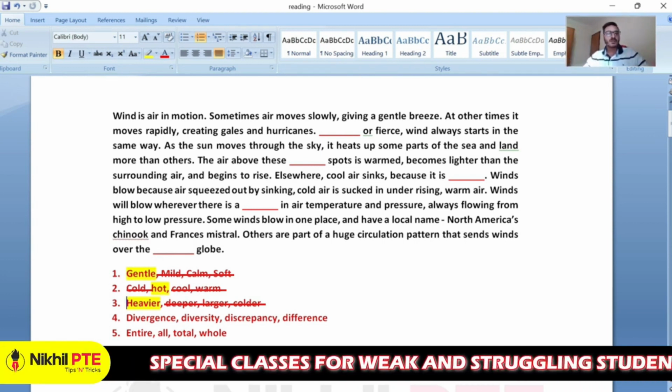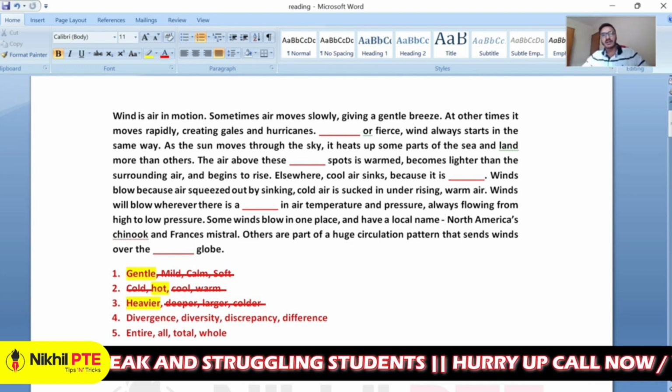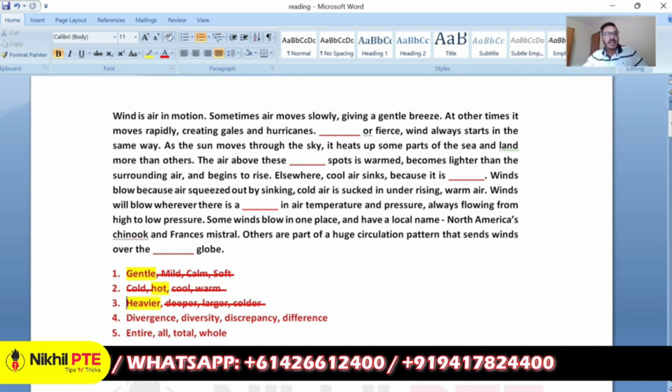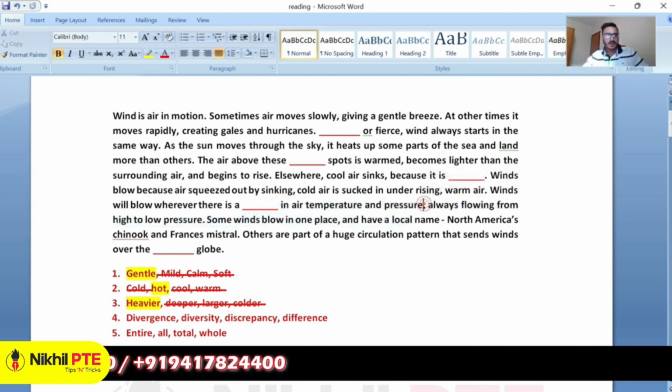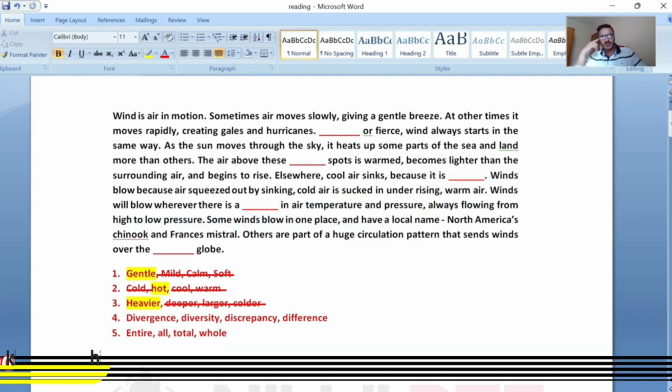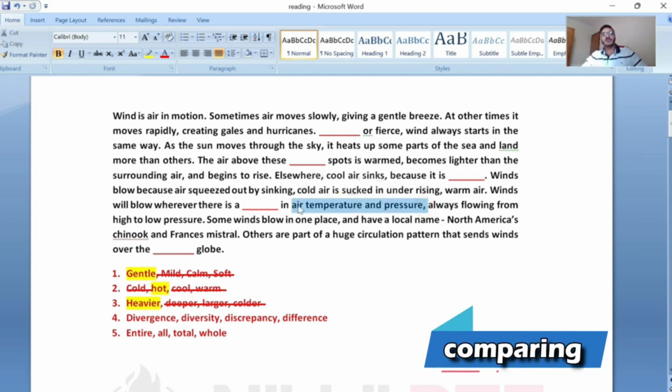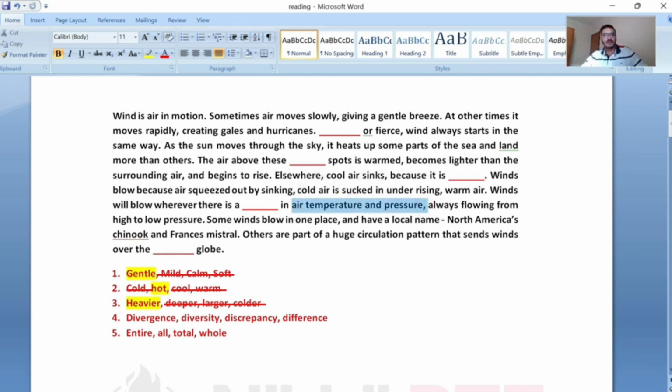Winds blow because air is squeezed out by sinking. Cold air is sucked in under rising warm air. Winds blow wherever there is a dash in air temperature and pressure. Divergence, I don't know. What do you mean by divergence? Diversity, yeah. Discrepancy, no. Difference. We are comparing two things again. Right? So here I am using "than", which means I am comparing two things. Here I am using "in between" two things. That is difference.